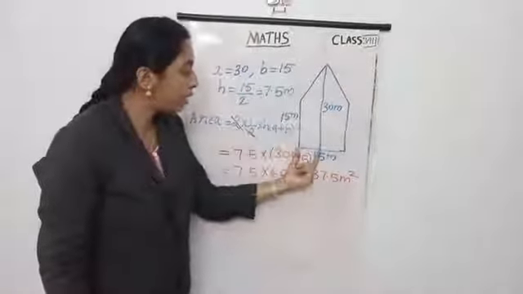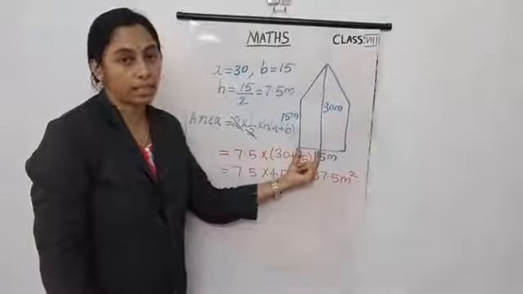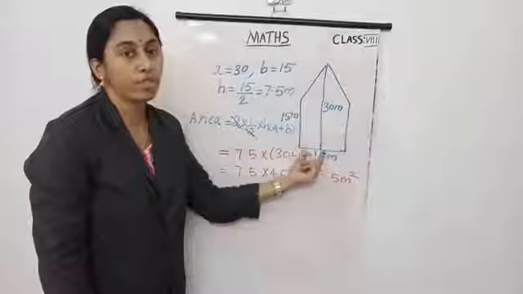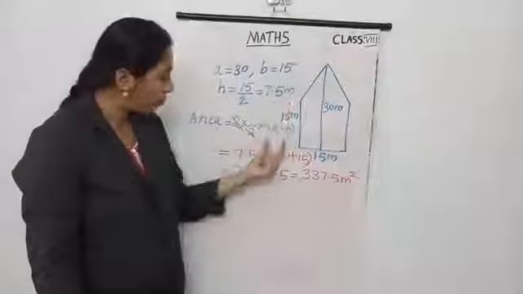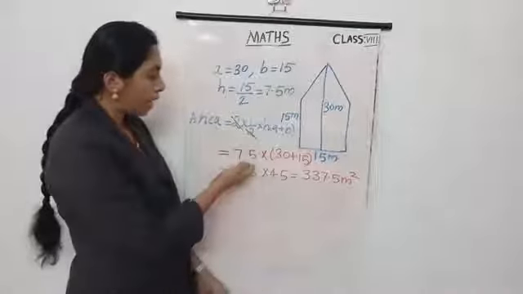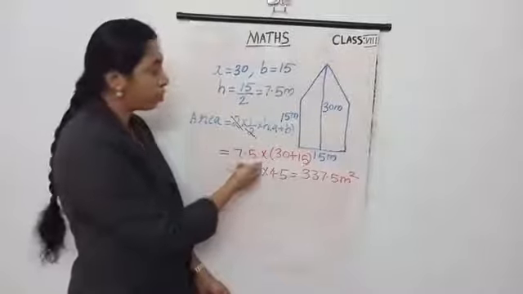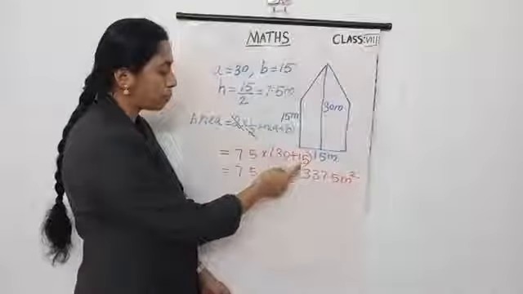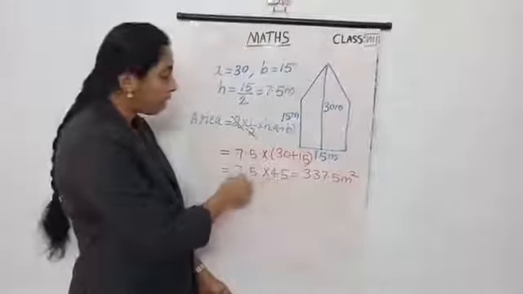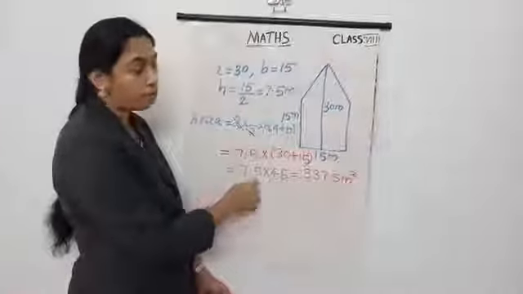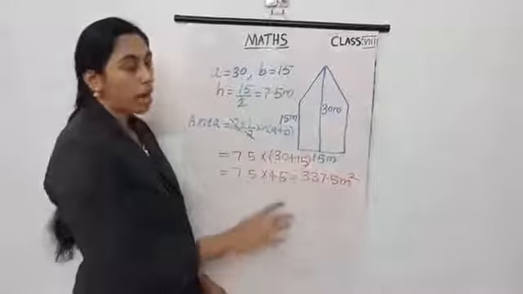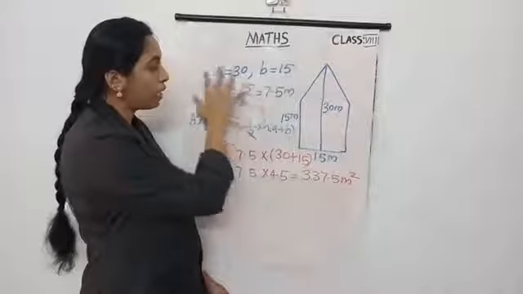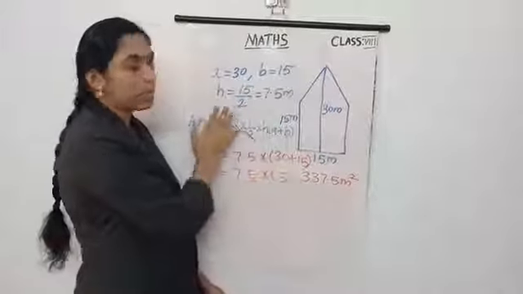Then height means this length. That means half of 15. So 15 by 2 we get 7.5. So substitute those values. 7.5 into 30 plus 15. 30 plus 15 we get 45. Then multiply with the 7.5 we get 337.5 meter square. So according to Jyoti's diagram we find its area in this way.